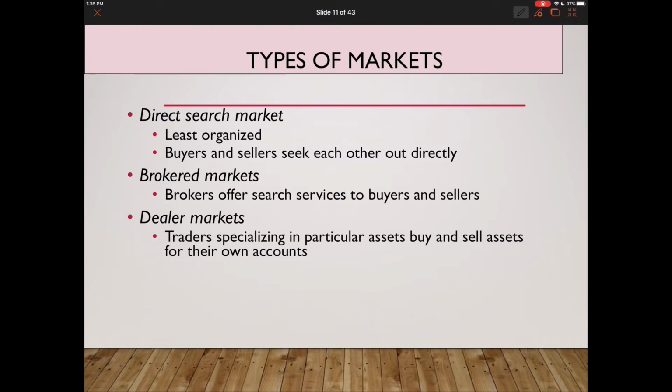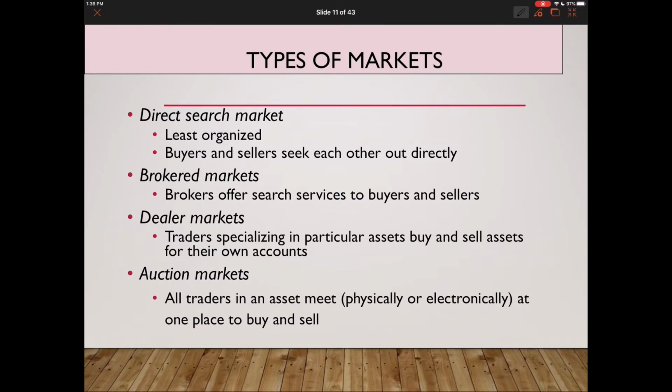Other dealer markets that we'll talk more about today are NASDAQ and the bond market. And then the fourth type of market is an auction market. So all traders in an asset meet either physically or electronically. It's called a centralized market, since they meet at this one place to buy and sell. So there's no need to search across dealers to find the best price. Buyers and sellers meet either physically or electronically to conduct the transactions.